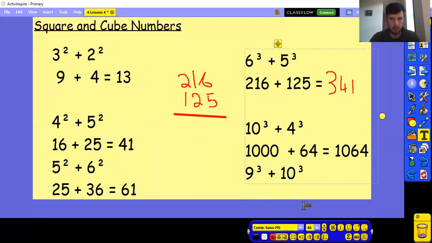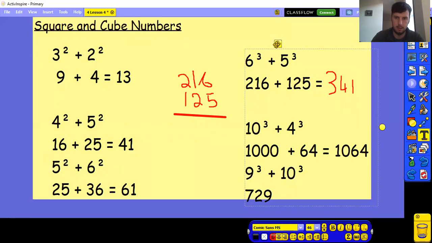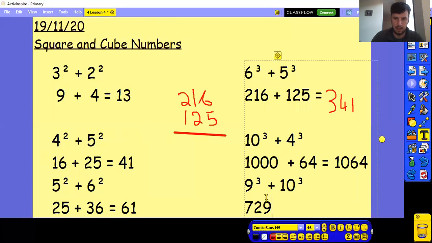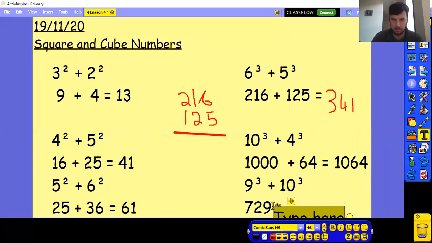Then we've got 9 cubed, which equals 729. I think I'll just double check that. Yep, 729. Add 1,000, which equals 1,729.